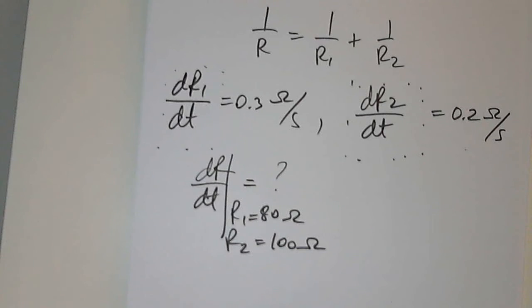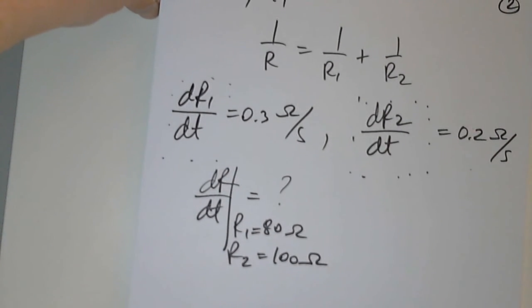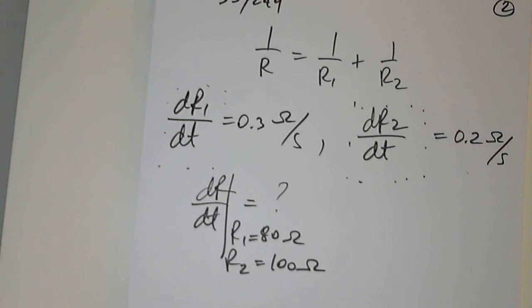Okay, any suggestions? How do we start? What do we do? Any ideas? I need the derivative of 1 over R. Exactly. Okay, so what would you do next? Yes, we have to differentiate both sides, but you know me. Maybe you're not going to do that, but I will. What do you think I'm going to do?